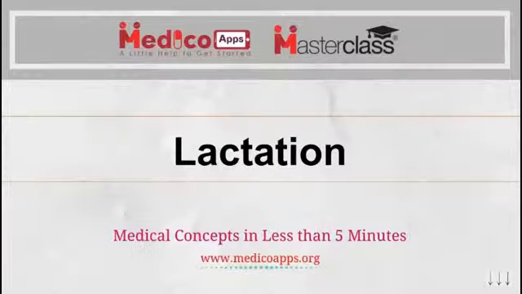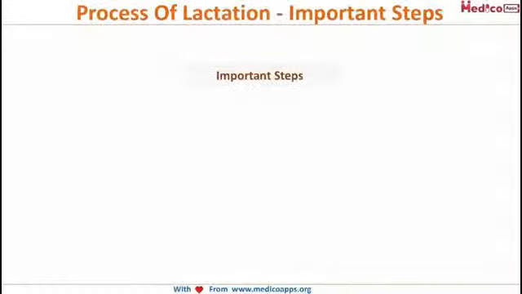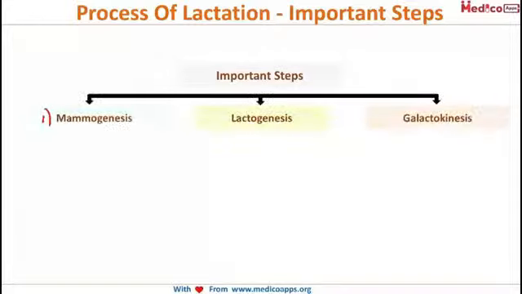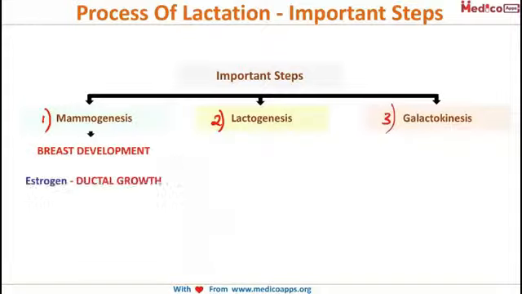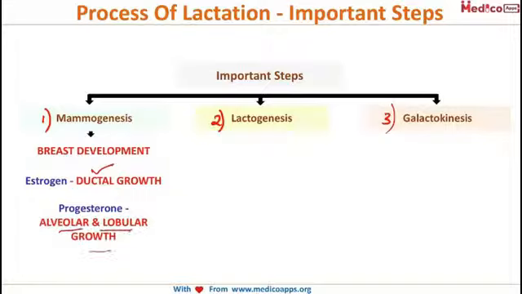With that note, let's proceed to the most important topic, that is lactation. Okay. So there are three important steps that will finally result in lactation. These are number 1, mammogenesis, number 2, lactogenesis, number 3, galactokinesis, right? Mammogenesis, as the name suggests, is nothing but development of the breast, right? So we have just seen estrogen causes ductal growth, whereas progesterone causes alveolar and lobular growth, right? Lactogenesis is nothing but production of milk. Which is the hormone? The famous one, that is prolactin.